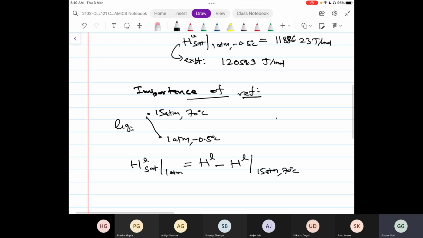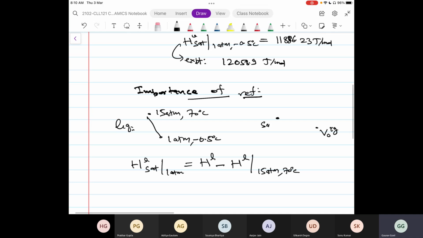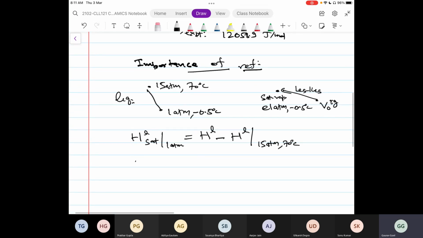Now on the vapor side, let's say I take ideal gas as my reference state, and I want to go to a saturated vapor at same conditions, 1 atmosphere and minus 0.5 degrees Celsius. So I will use, let's say, Lee-Kesler to calculate this. So from here, what I am getting is the enthalpy of the saturated vapor at 1 atmosphere would be the enthalpy change you are getting from the Lee-Kesler route minus the enthalpy of ideal gas at the reference conditions.